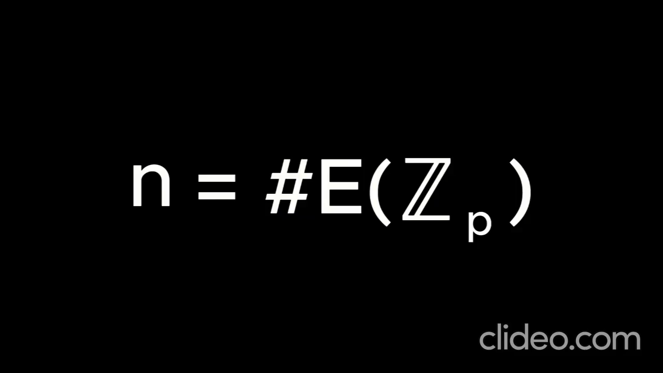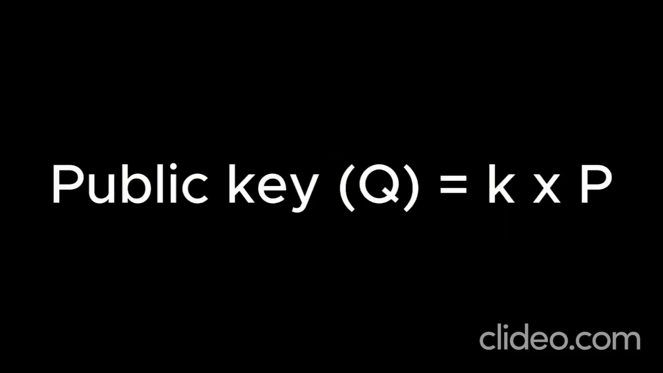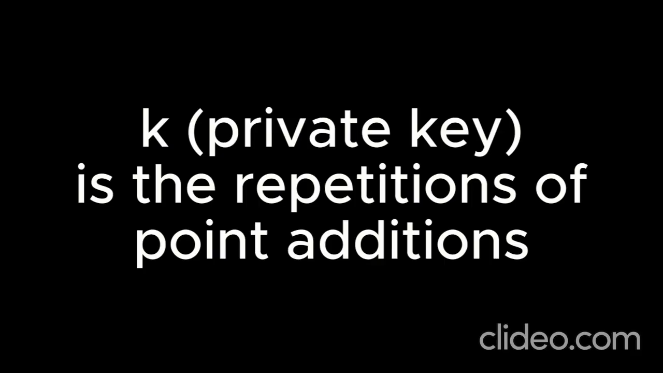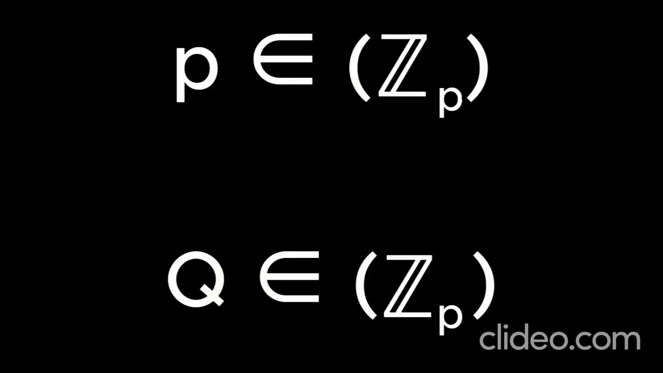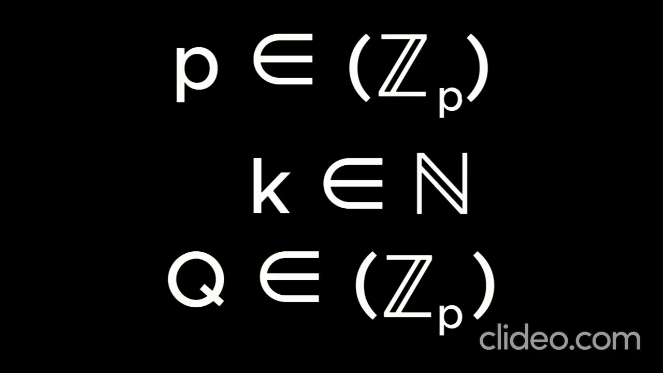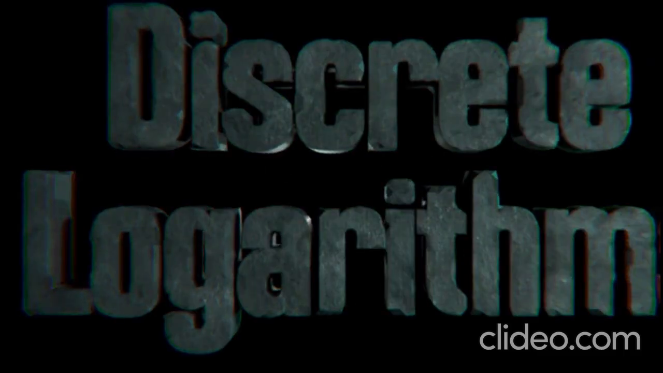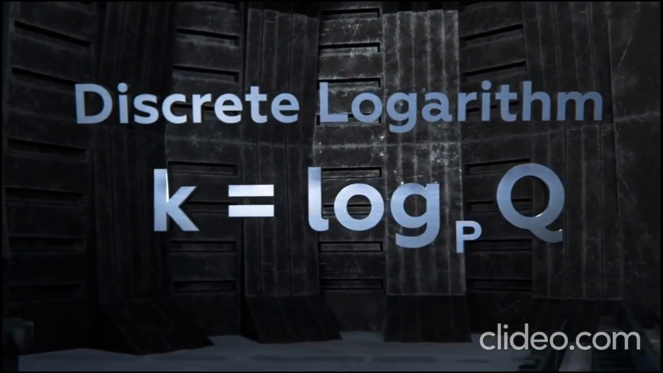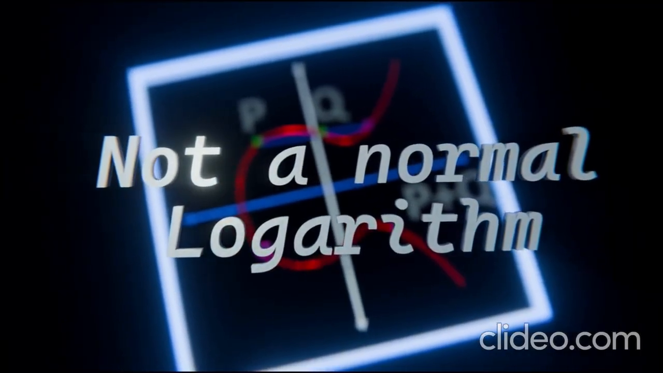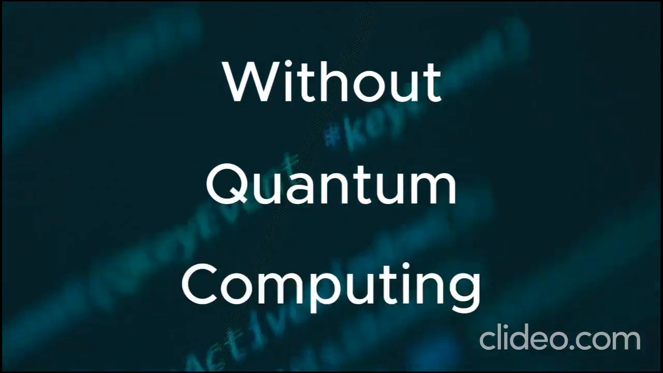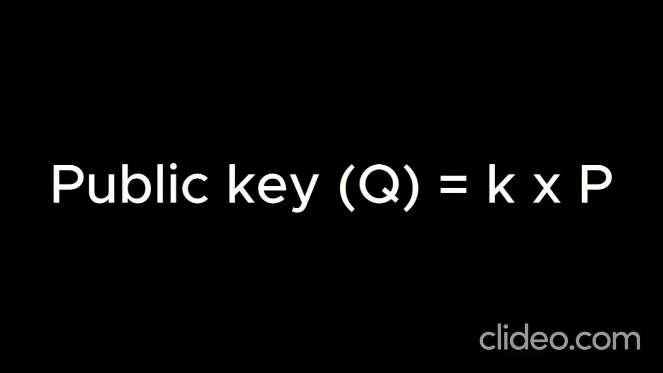Now, from our equation, public key Q equals K times P, K is defined as the repetitions needed to encrypt P in order to generate the public key Q, where P and Q are both elements of the finite field and K is an element of the natural numbers. The integer K is known as the discrete logarithm of Q to the base P, written as follows. Note that this is not a normal logarithm, as it exists only in the mathematical group. Without quantum computing, the only way to derive K from P and Q is by brute force.